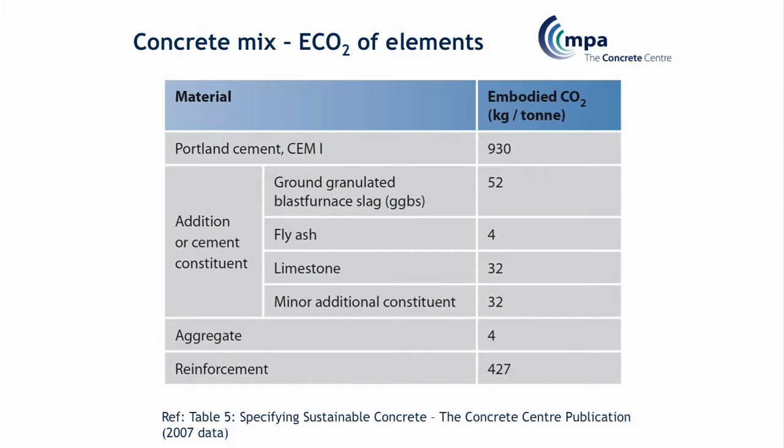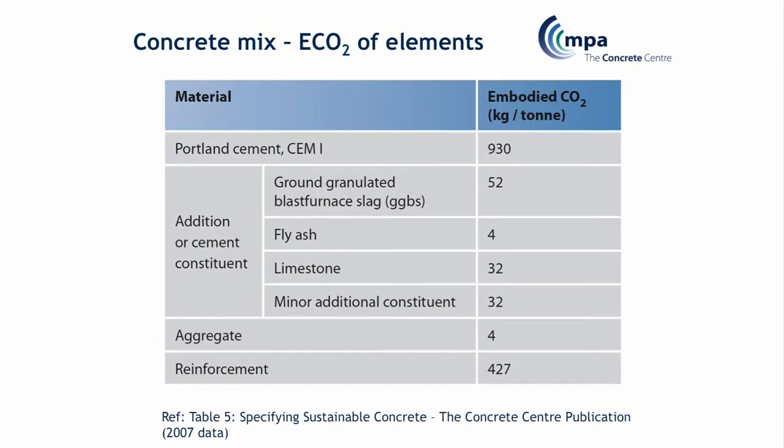Understanding the sustainability credentials of all of those different aspects is important to understanding what your final concrete is going to be made out of. There's a useful table within the document that I referred to, which gives a breakdown of all of the different embodied CO2 figures for the different aspects of concrete. And what you can see there is the Portland cement, so that's pure cement if you like, is by far the highest, 930 kilograms per tonne. Actually, that figure is a little bit out of date. These are 2007 figures.